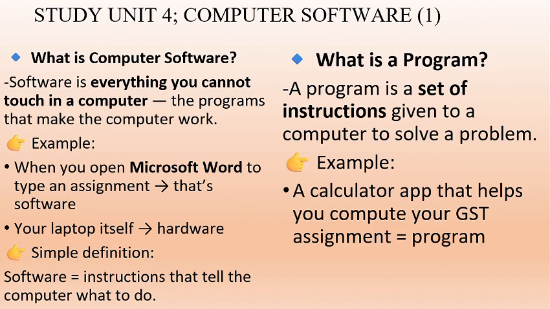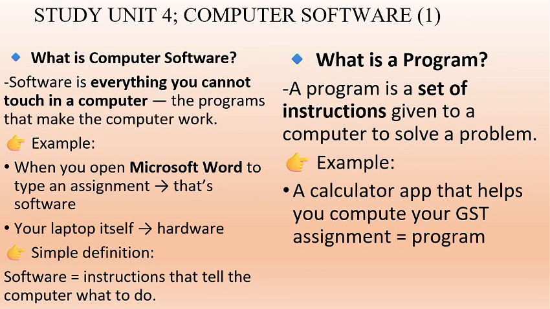The second one is your laptop itself. Your laptop itself is hardware, it's not software. So can you see the difference? Microsoft Word app, you cannot touch it. Instead, you can just see it on the system. While your laptop itself, you can touch. So the laptop itself is hardware. Microsoft Word, the app in your laptop, is software. That is the illustration to differentiate between software and hardware. Hardware is something you can touch, feel, while software is everything you cannot touch in a computer.